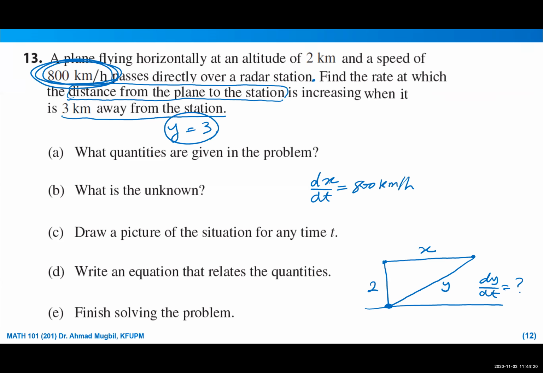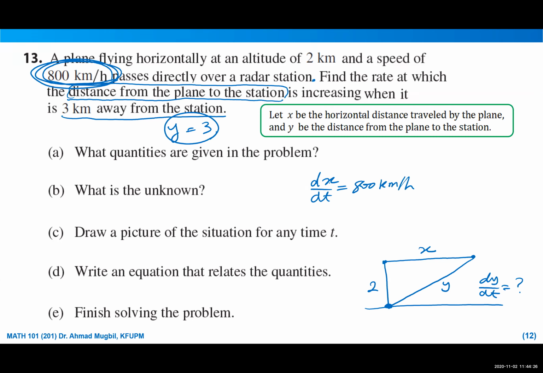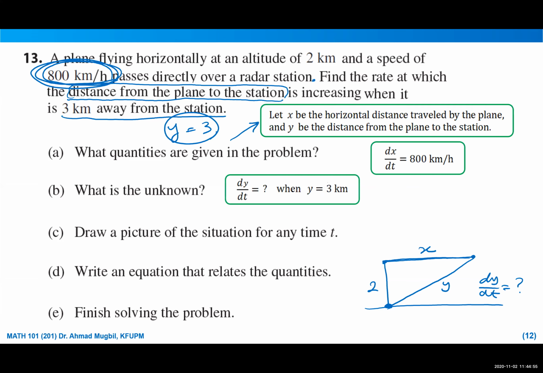So he said, what quantities are given in this problem? Let x be the horizontal distance traveled by the plane, and let y be the distance from the plane to the station. So we have the horizontal distance traveled by the plane, and the distance between the station and the plane. This is the answer of part A. And the quantity that is given is dx/dt, 800 kilometers per hour. The question is, what is the unknown? The unknown is dy/dt when y is 3. This is what is given, what is required, what is unknown.